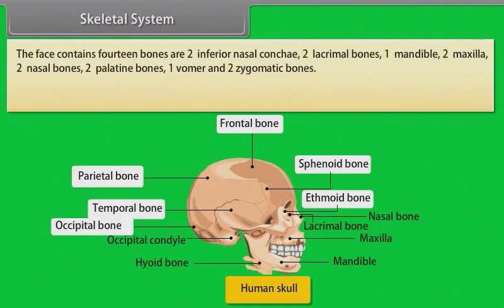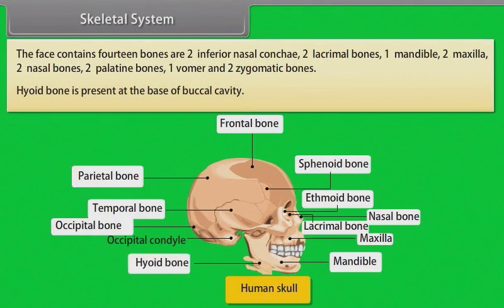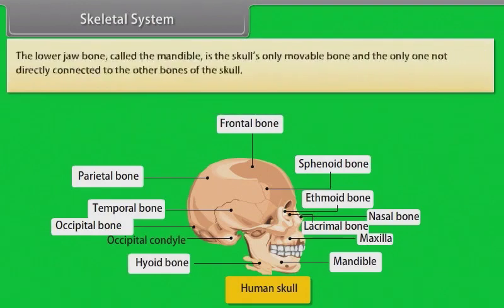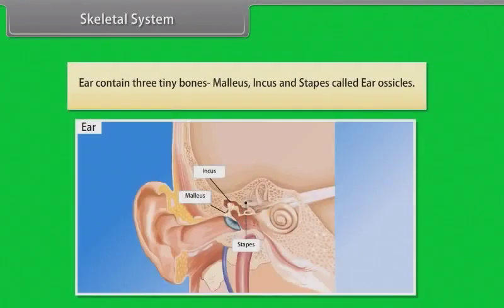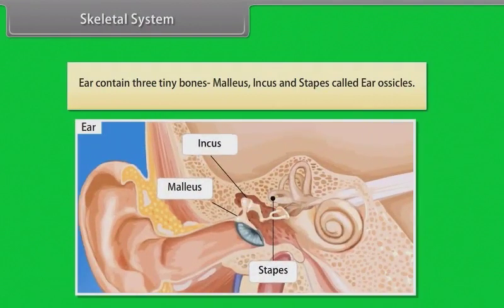The face contains 14 bones: 2 inferior nasal conchae, 2 lacrimal bones, 1 mandible, 2 maxilla, 2 nasal bones, 2 palatine bones, 1 vomer, and 2 zygomatic bones. The hyoid bone is present at the base of the buccal cavity. The lower jawbone, called the mandible, is the skull's only movable bone, and the only one not directly connected to the other bones of the skull. The ear contains 3 tiny bones, malleus, incus, and stapes, called ear ossicles.